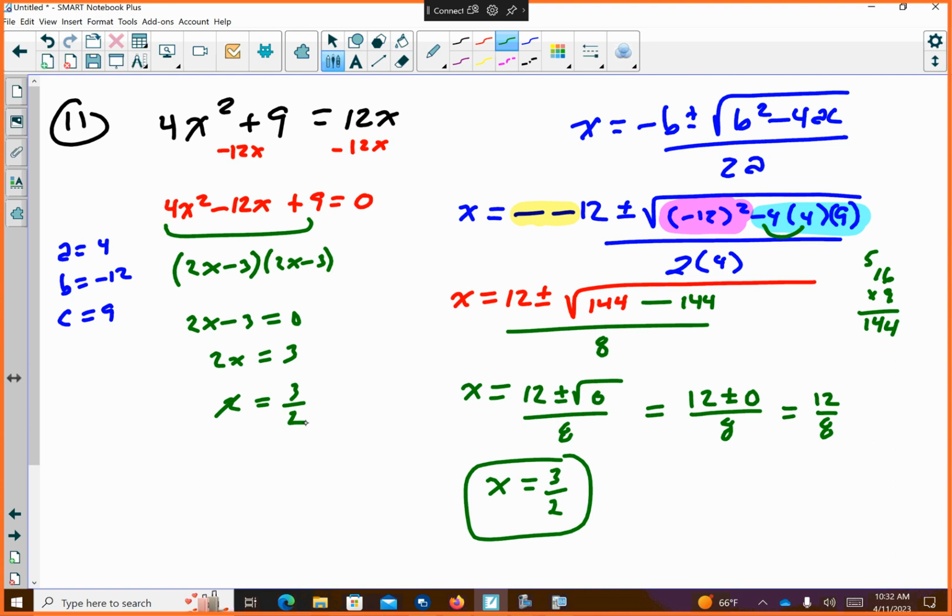Okay? So this is the key right here. This is why we only have one answer. If I had factored it, I would have gotten the exact same 2 binomials.